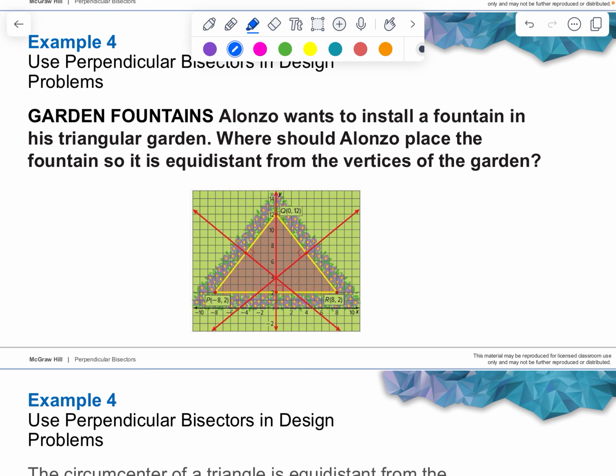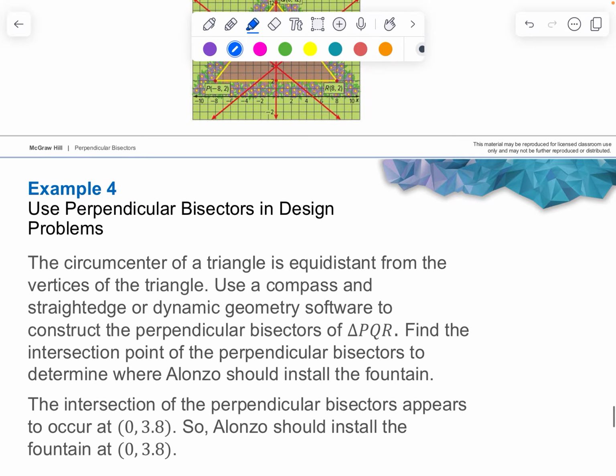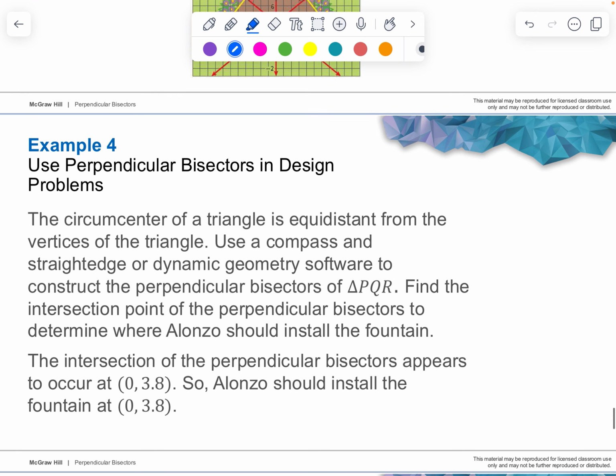Now, if Alonzo wants to install a fountain in his triangular garden, where should he place the fountain that's equidistant from the vertices of the garden? Okay. So if he's got those vertices, where should he place it so that it is exactly equidistant? Okay. Now, they went ahead and wrote it out for you.